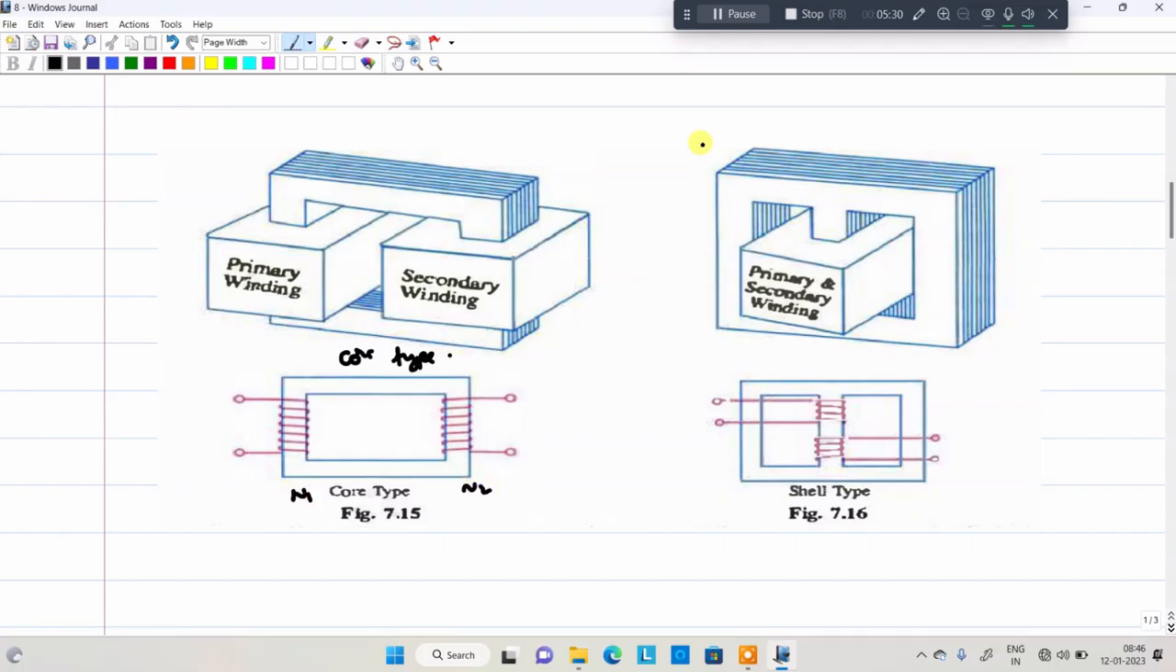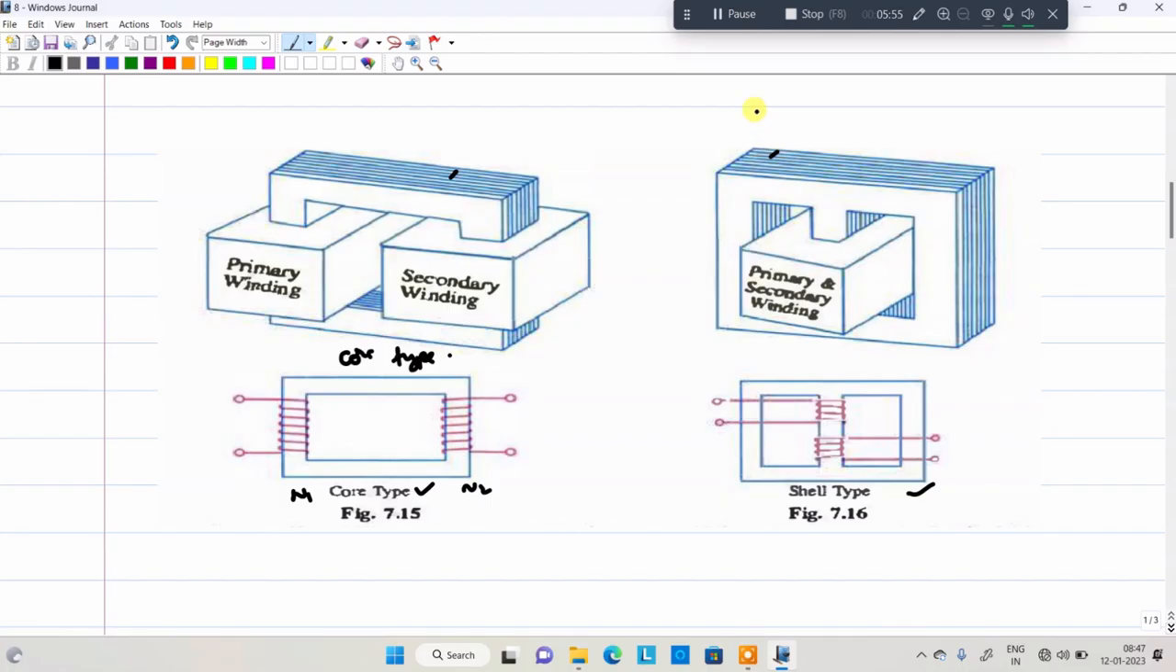secondary winding N2. Now coming to the shell type transformer, the center limb carries both primary and secondary windings. This is also laminated. This is a representation of the shell type transformer. This is a representation of the core type transformer. Okay, everyone is clear about the shell type and core type transformer. Now, both the shell type and core type transformer are laminated.